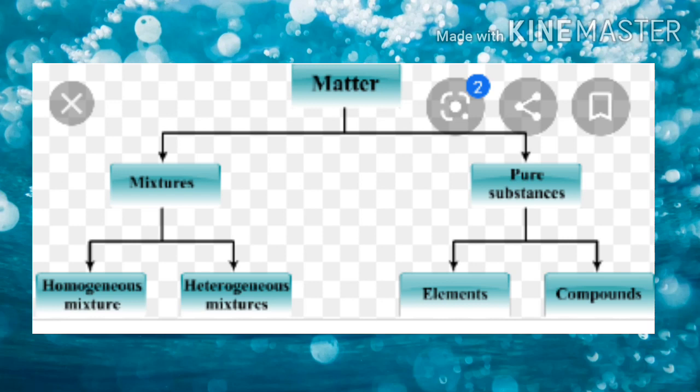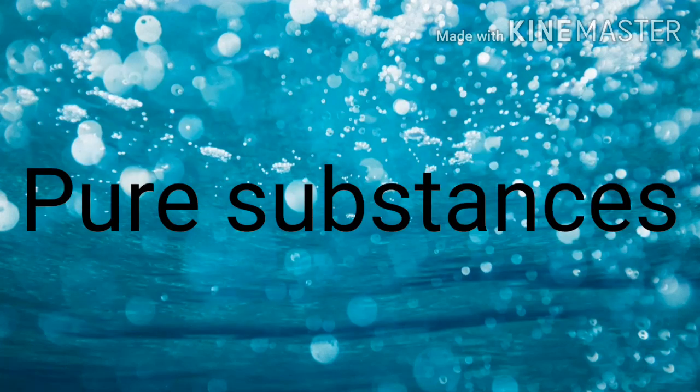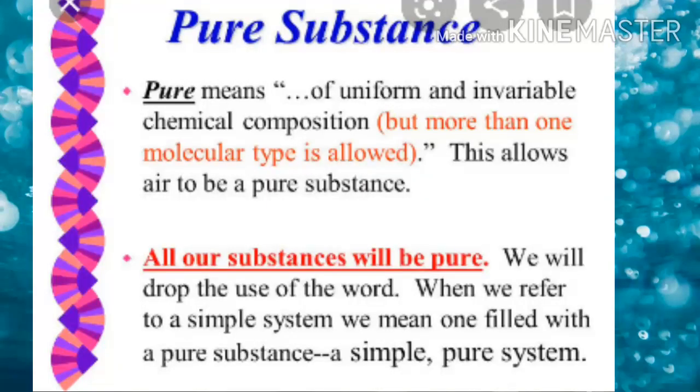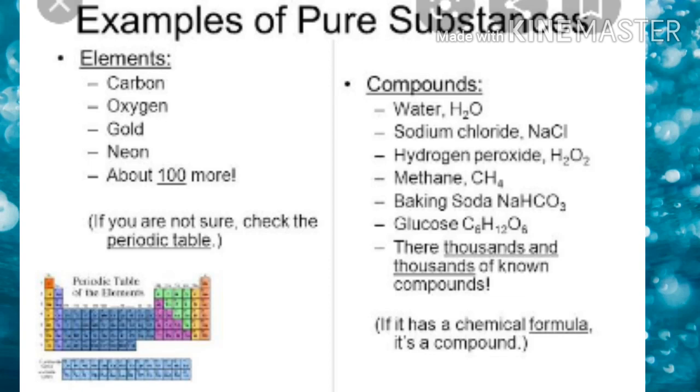So, the matter around us is of two types: pure substances and impure substances. First, we'll talk about pure substances. A pure substance is one which is made up of only one kind of particles. A pure substance is one which is made up of only one kind of atoms or molecules. For example, the sulfur element is made up of only one kind of particle, which is called a sulfur atom.